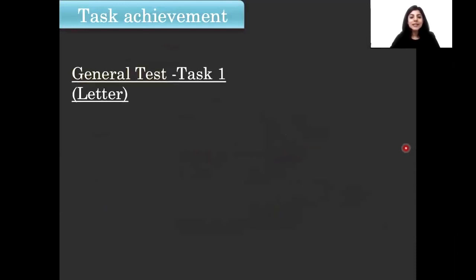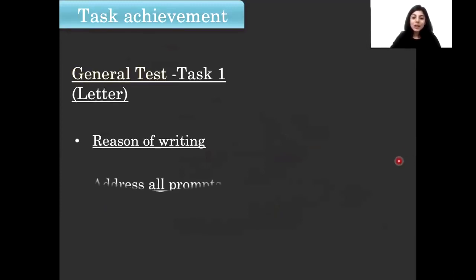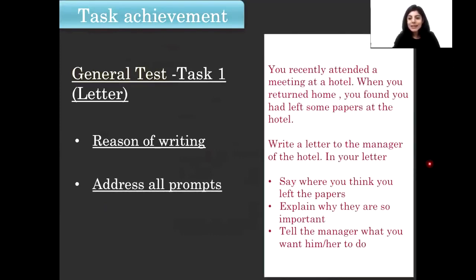In the general test, task 1, that is a letter, task achievement is marked on how properly you write the reason of writing a letter, along with addressing all the prompts. Just like this letter, you will always be given 3 points or 3 prompts to address in a letter. Make sure you address all of them in different paragraphs.